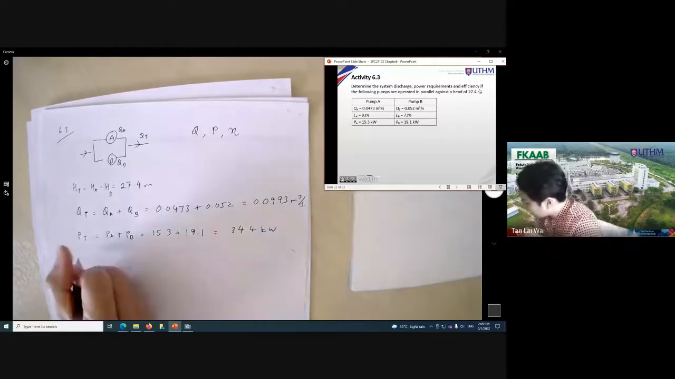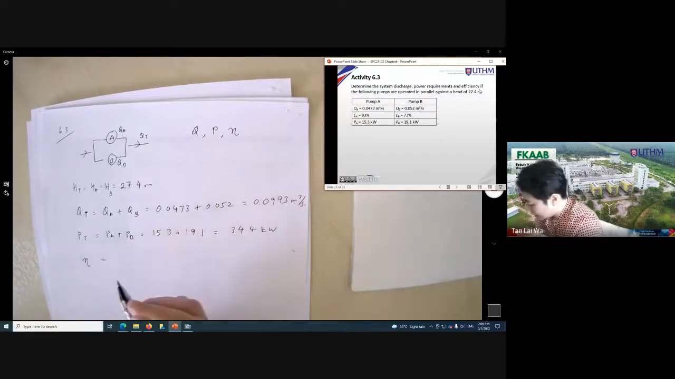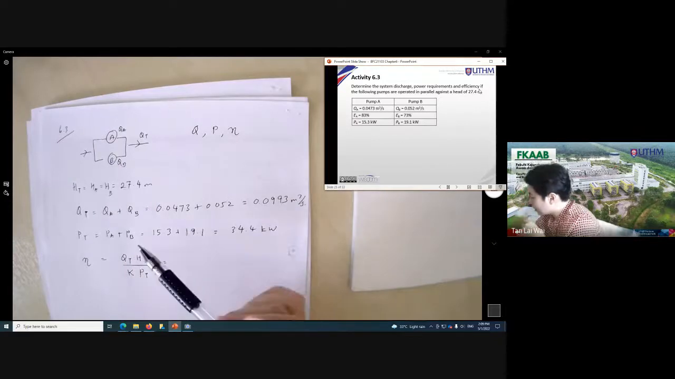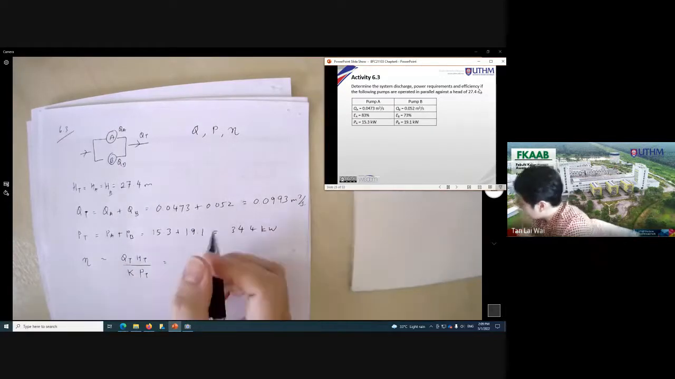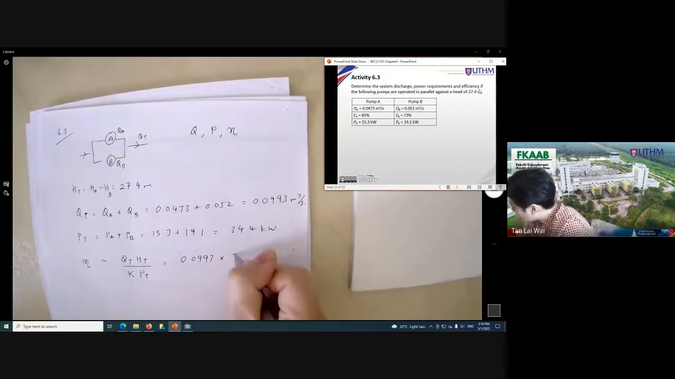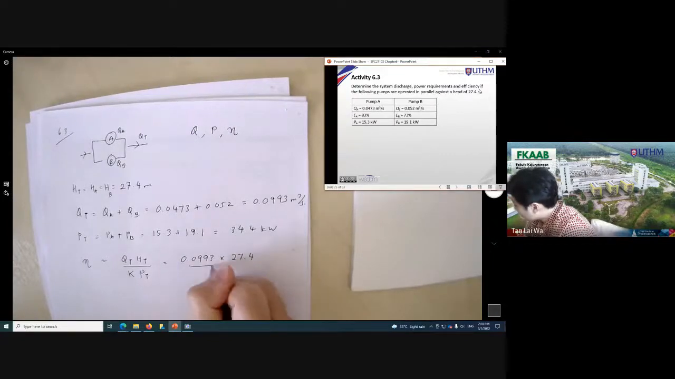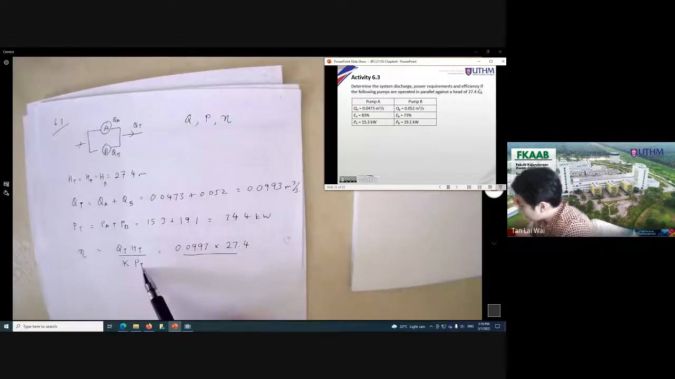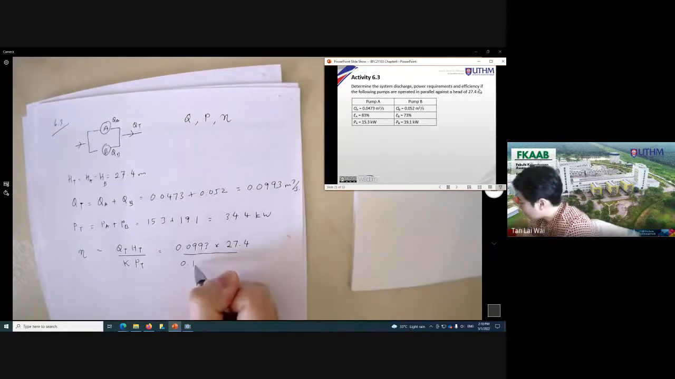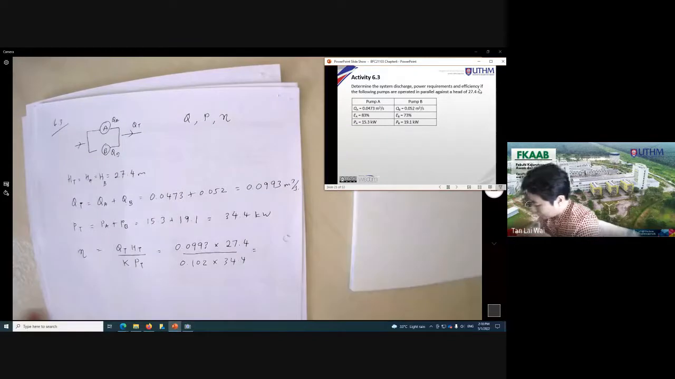Finally, the efficiency. The efficiency is given as Q total, H total divided by K, and then you have P total. In this case, Q total will be QA plus QB, which is 0.0993, times H total, which is 27.4, divided by, since I'm using PT in kilowatt, if you still remember, the constant would be 0.102 times 34.4.